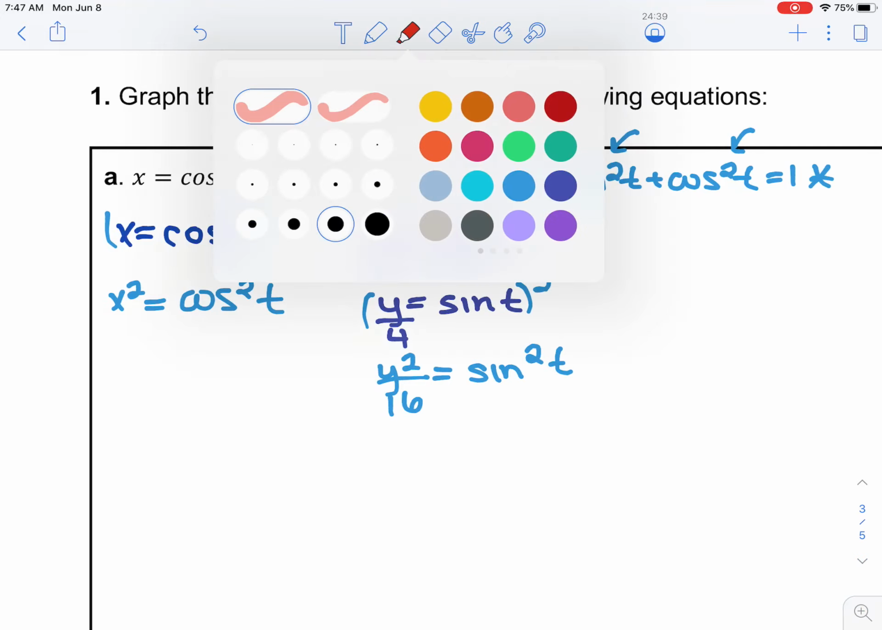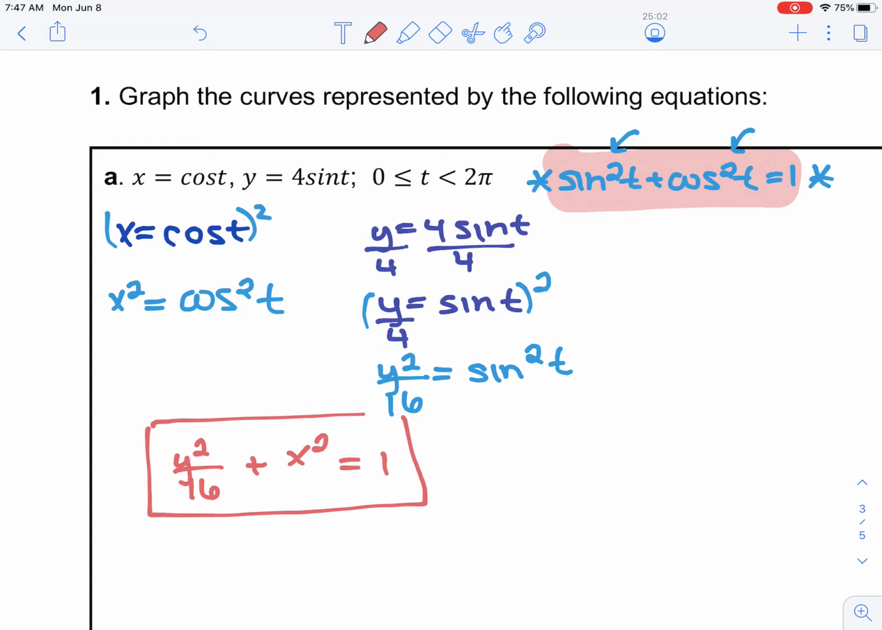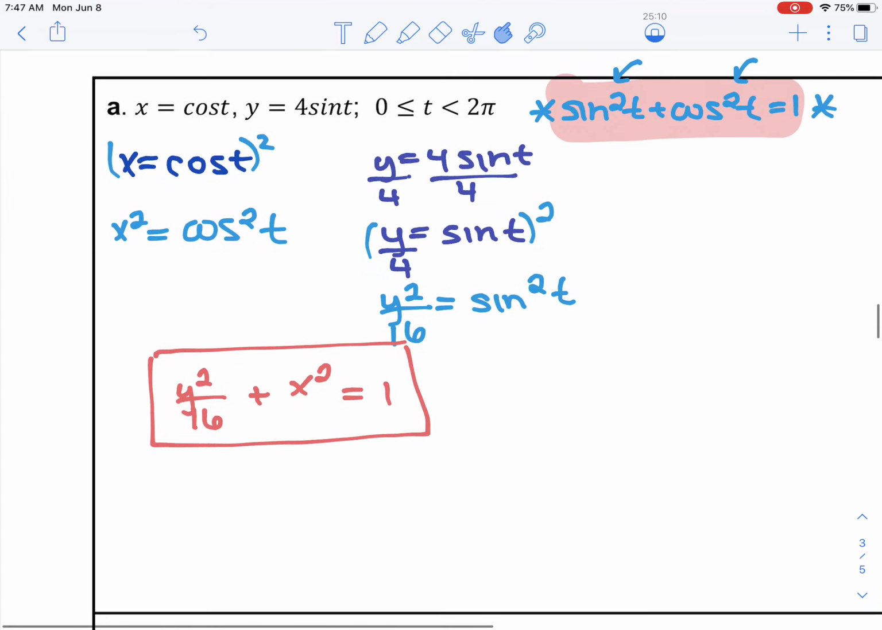Okay, so now we're in a place where we can utilize this identity. Instead of talking about sine squared plus cosine squared equals 1, we can grab our y squared over 16 plus x squared equals 1. And what we've done is come up with a rectangular equation that we can graph. For some of you, this may not be the most enticing option as far as graphing goes, just because it does require you to remember how to graph an ellipse.